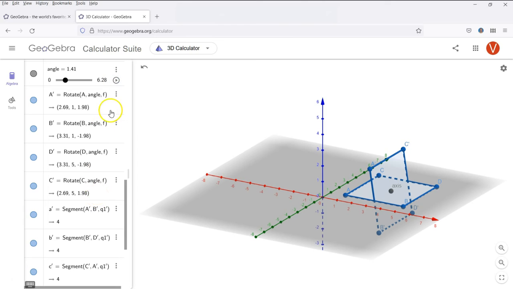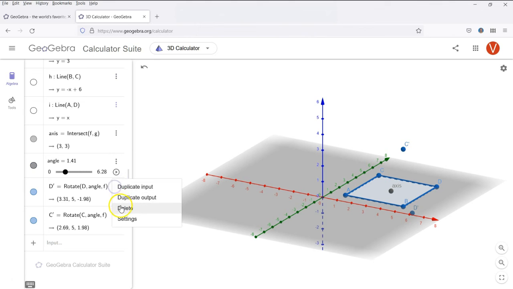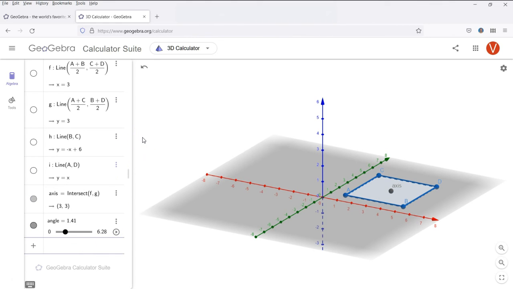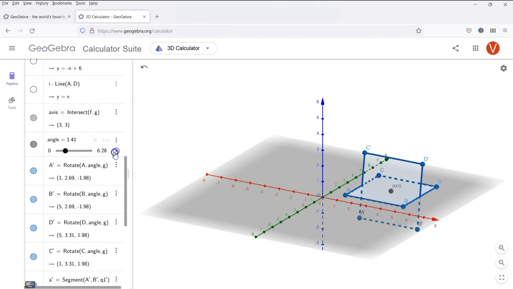Okay. Now let's again repeat this, but this time we will rotate it across G. So rotate Q1 by this angle across G. So let's play this. Again, the interval is pi, after every 180 degrees.